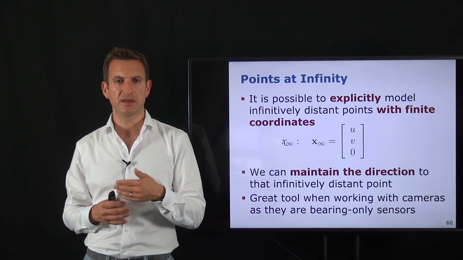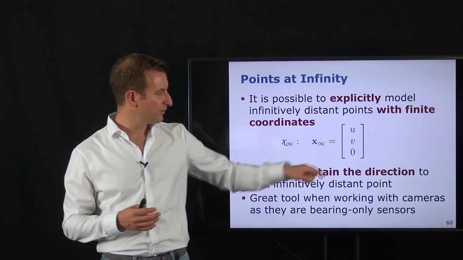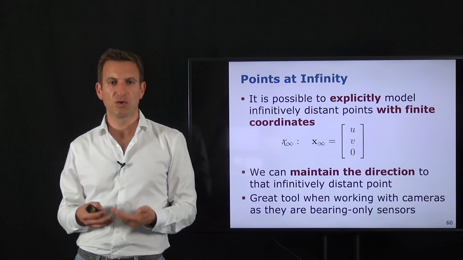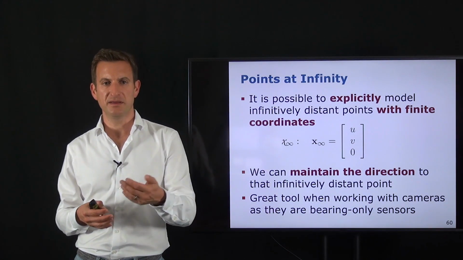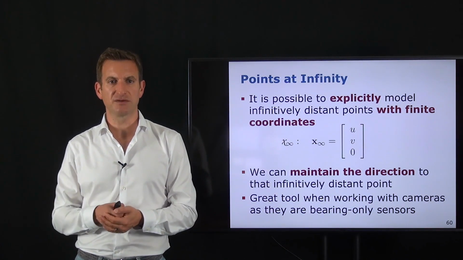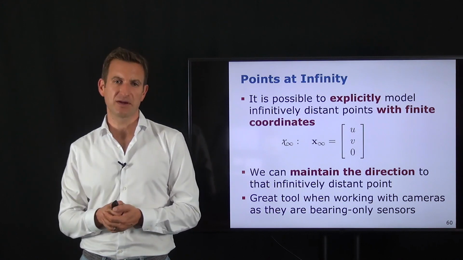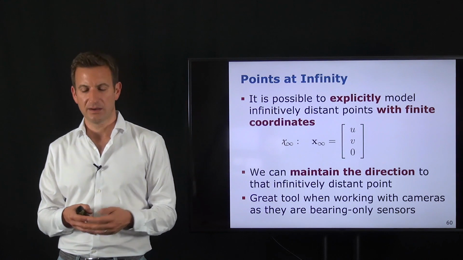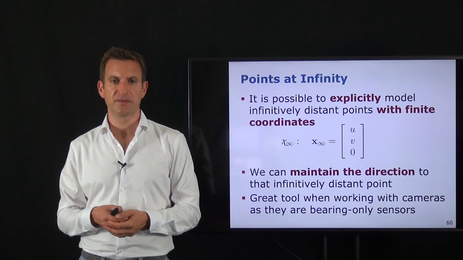You can see this if you think about the Hesse form, because the first two parameters of the Hesse form were the cosine and sine of the orientation of the line. So it tells me in which direction I'm actually looking. And the last parameter was just related to the distance to the origin.